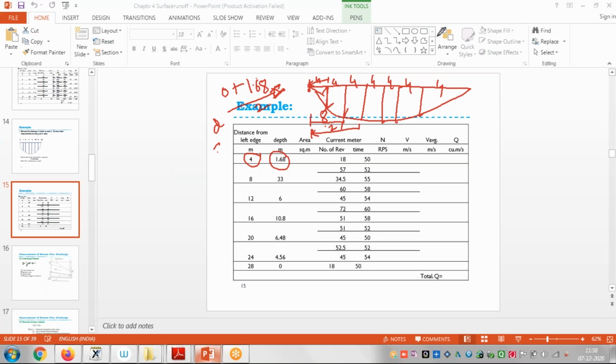Sorry, this is already given. This is already the depth. Average depth is already given, right? Average depth is already given. We just have to calculate the area. It is as simple as this one.